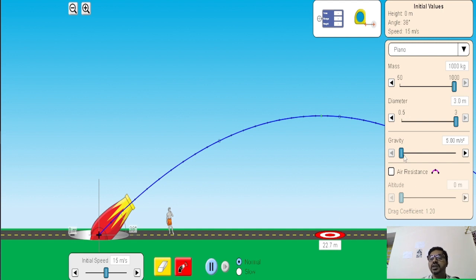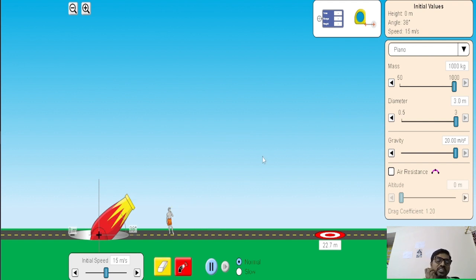But if you go to a planet where the gravity is almost more than double the gravity of Earth, and you project the piano from there, you see that it's going to fall pretty short. Quickly, it is going to come back to the surface. The range would be decreased, and also the height would be decreased. And that's another important aspect.